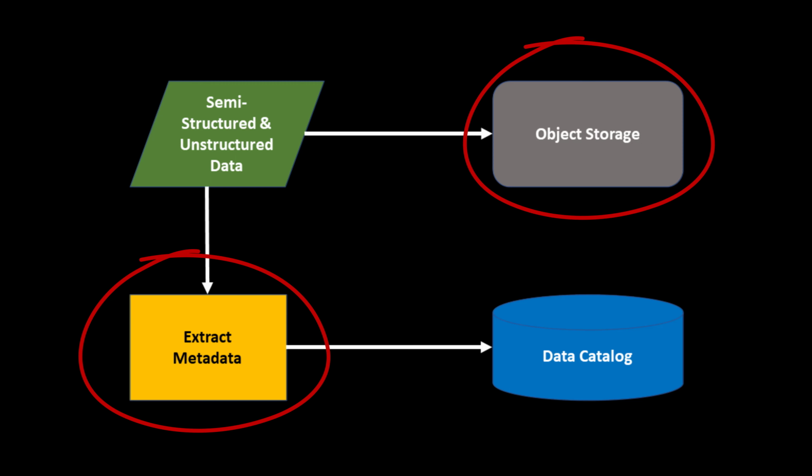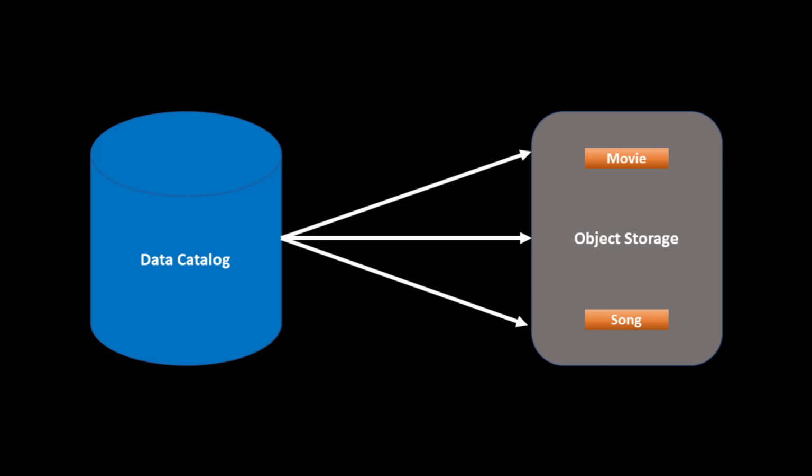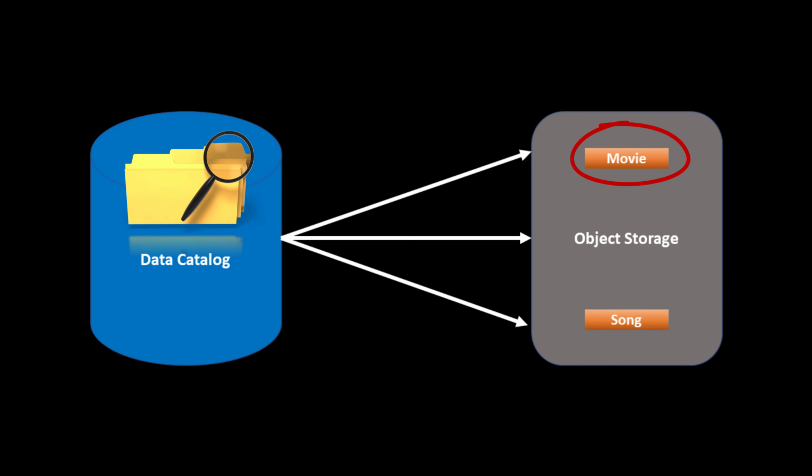The metadata also gets extracted and stored in a relational database called a data catalog. The data catalog can now be searched to see which files match what you're looking for. For example, say you're looking for a movie or a song with a specific title. The search results would give you the name of the file in object storage, which you can then retrieve from there. So in a sense, the data catalog is your index into what's available in object storage.